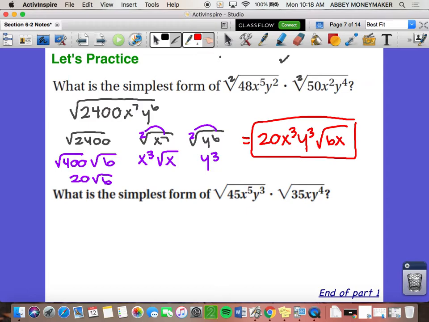So let's go ahead and try one more. If you want to pause the video and see if you can try this one on your own, that would be fantastic. If you're still a little hesitant, just stick right here with us and do what you can. Maybe pause as you go. So the first thing we're going to do is multiply. 45 times 35 gives me 1575. And then that would give me x to the 6th, y to the 7th. So I'm not going to skip a step here. I'm going to go ahead and break apart my number from my variables.